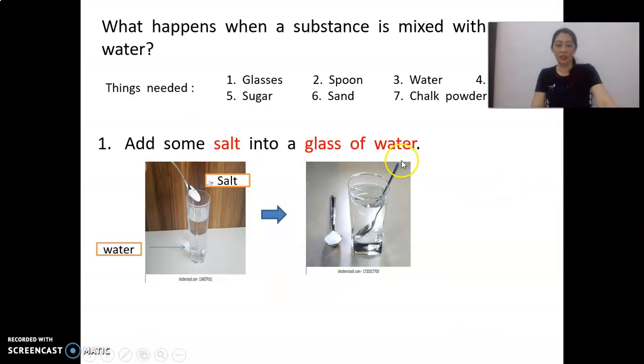So next is this one. Please answer. What happens when a substance is mixed with water? The substances are salt, sugar, sand, and chalk powder. So number 1 is salt. Number 1 is salt into glass of water. Water, salt, and this is the solution. So you need to draw what will happen.